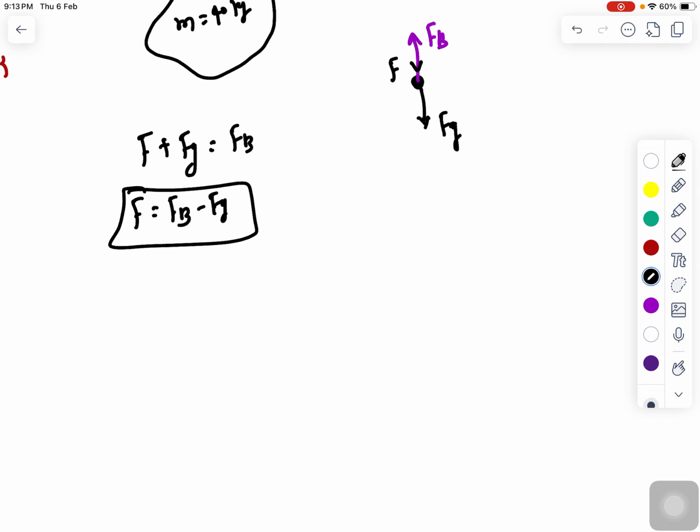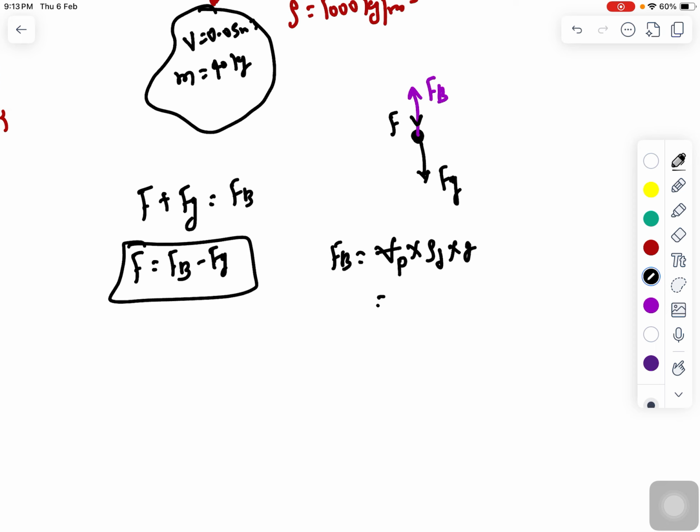This is very important. Now F buoyancy equals the volume of the object submerged into the fluid multiplied by the density of the fluid multiplied by g. Since the whole object is completely submerged, the volume of the object is given, that is 0.05, into the density of the fluid, so 1000, into g. And what is F gravitational? That equals the mass of the object into acceleration due to gravity, where mass is 40 and gravitational acceleration is g.